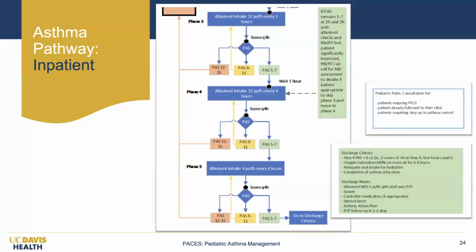Or if we are assessing the patient's symptoms at baseline and noticing that it sounds like the patient may need a step up in their asthma control. Other things that we use in terms of discharge criteria, I've mentioned what we are looking for in terms of their albuterol. We want to make sure that they're stable, greater than 90% on room air, off of oxygen, that they're taking good PO, and then also do asthma education.